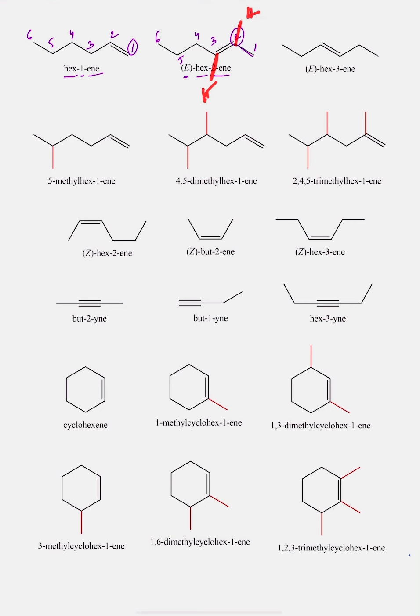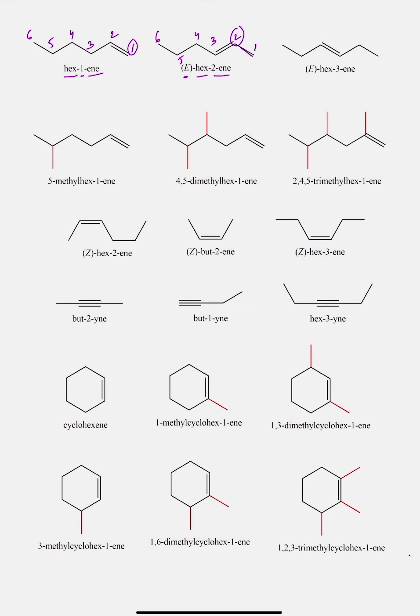So the heavy groups are on the opposite side, like trans. So it's given notation E. If they are on the same side, it's given notation Z. I'll discuss that later when I discuss geometric isomerism. It's a big topic again. It deserves a lecture of its own. What about the next compound?